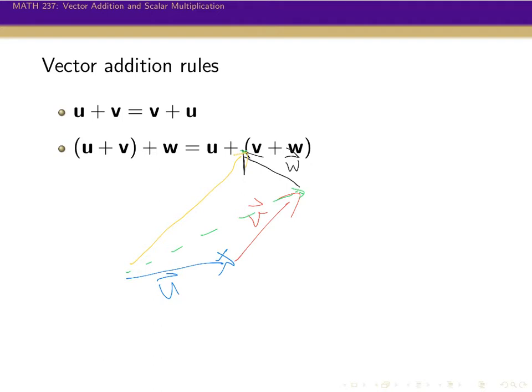So doing u plus v, then plus w gives you the same thing as doing u plus v plus w. And so it doesn't matter which order we add them. No matter what, the sum of the three of them is the same.